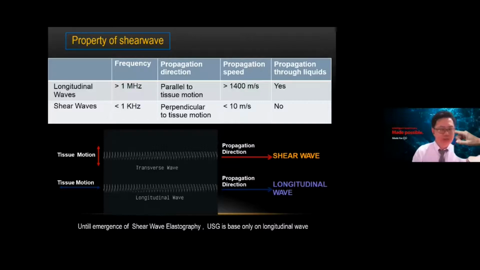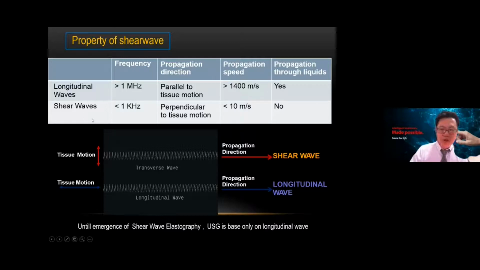What is a shear wave? Shear wave is a different set of ultrasound beam. Normally we use the sound beam for B mode, which is a longitudinal wave with very high frequency. The longitudinal wave will transmit through the media without having the lateral shear wave, just penetrating directly. And the speed is very high.